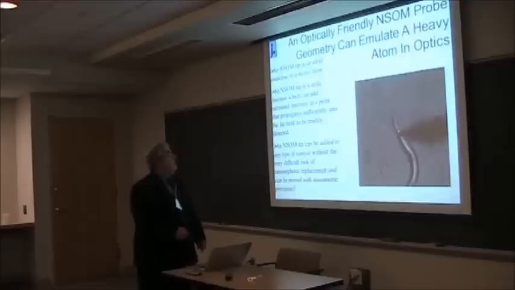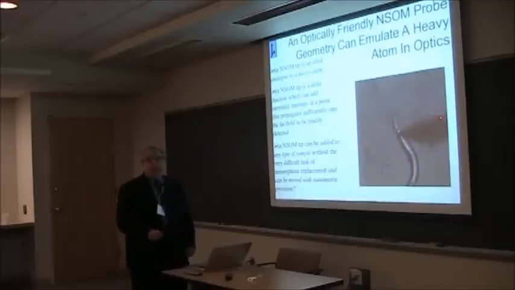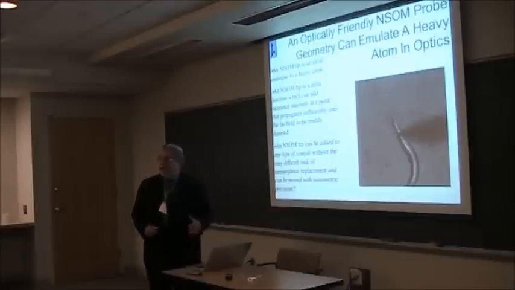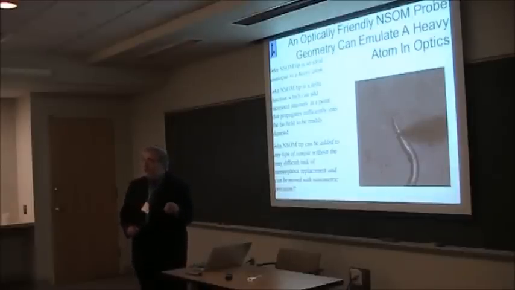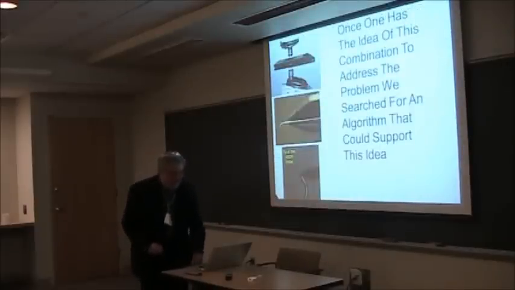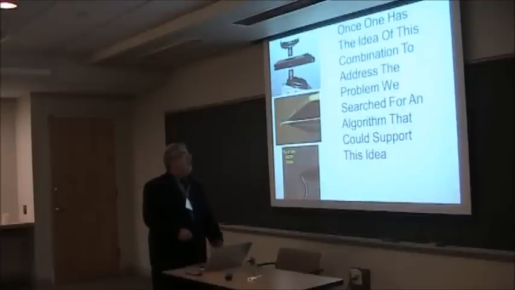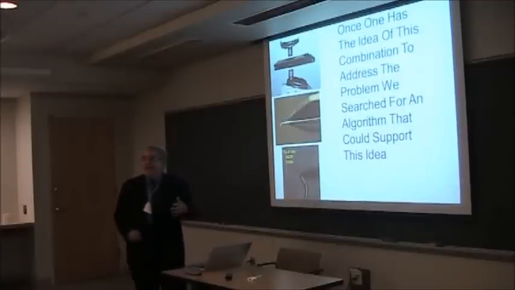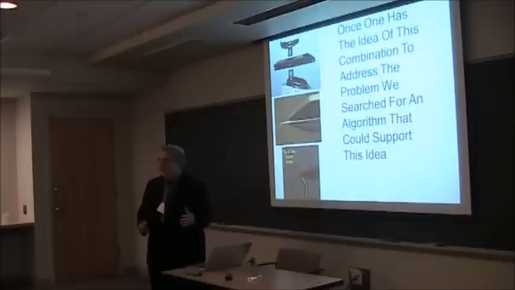So an NSOM probe is an ideal heavy atom. It is a delta function, and it can be added to any type of sample, and it can be moved around, that's very important, nanometrically, with AFM, and you know exactly where you're moving it, okay? So the idea then is to use NSOM as a heavy atom in optics. But that's not enough. That's just an idea, okay? The idea has to be actually implemented with an algorithm, okay?